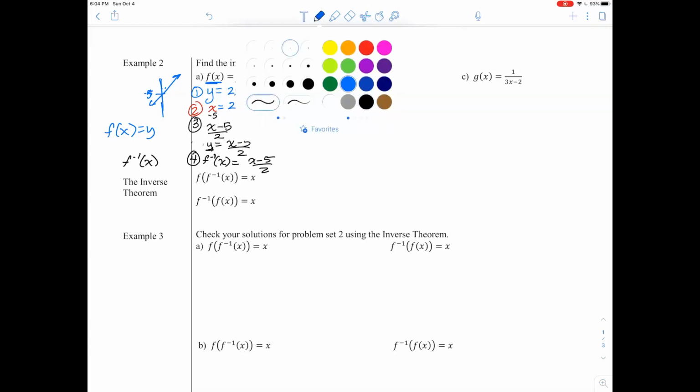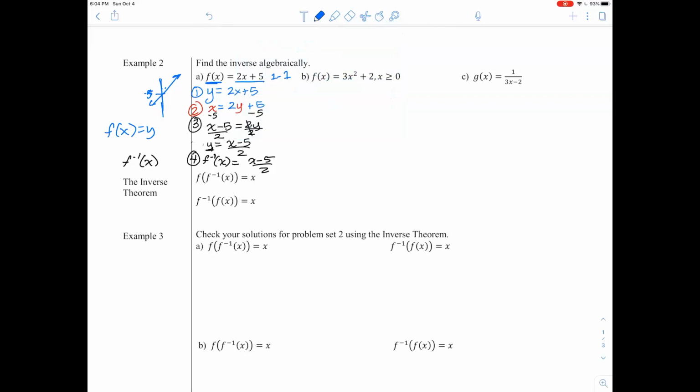Here we have a quadratic function. So I'm actually going to draw that. That has a y-intercept of 2. And then it's opening up because our a term is positive. So it looks something like that. Okay. And so we have to constrain the function because this is not one-to-one.